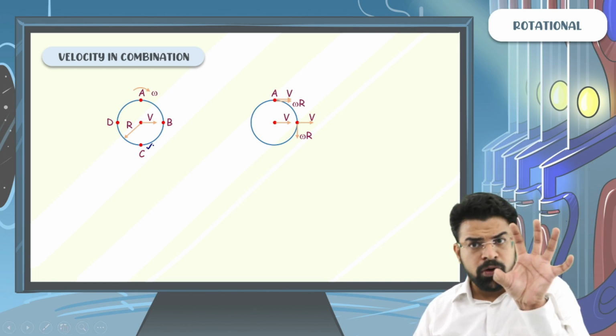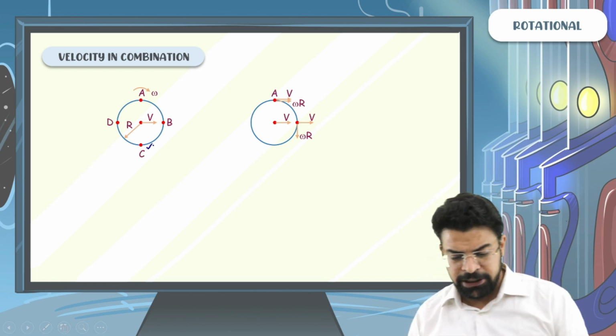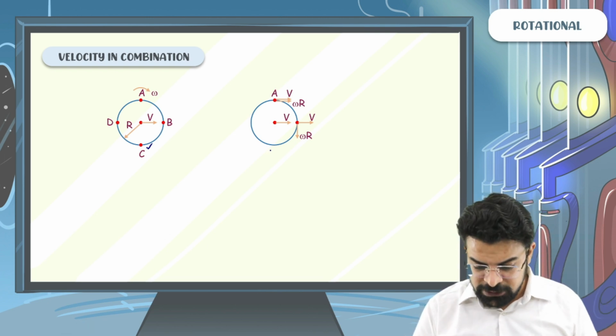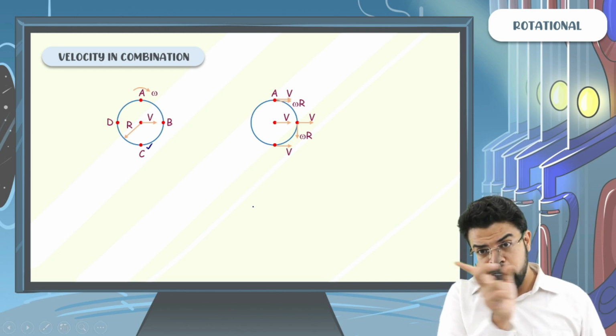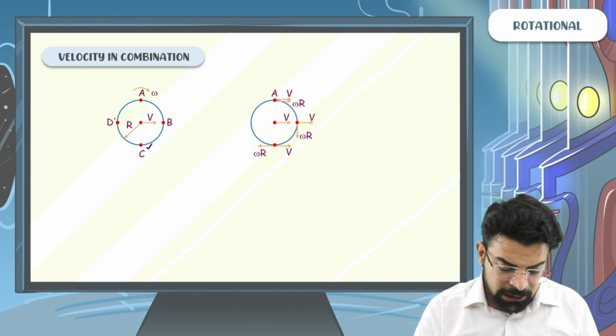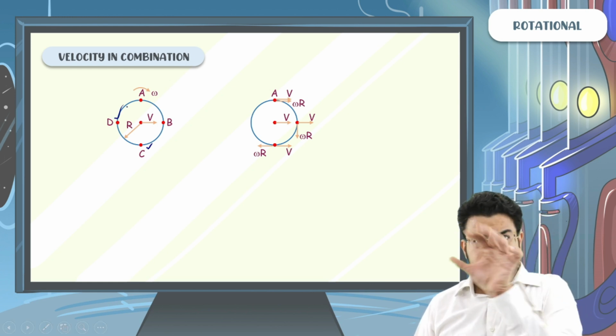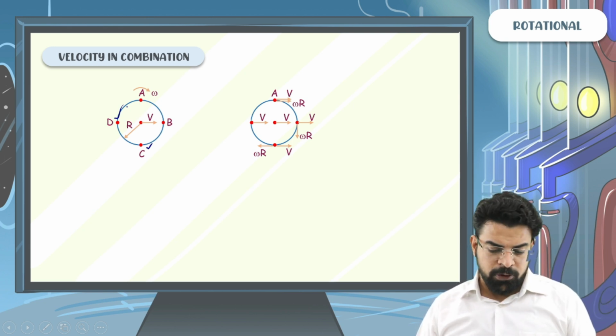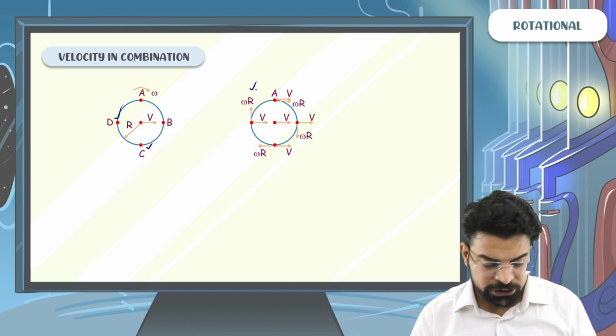At point C, because of translational, velocity will be v towards right. Because of rotational, velocity will be omega r backwards. And at the point D, because of translational, v towards right, and because of rotational, omega r upwards. So these are the velocities.